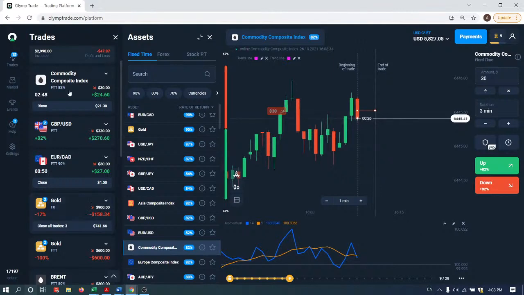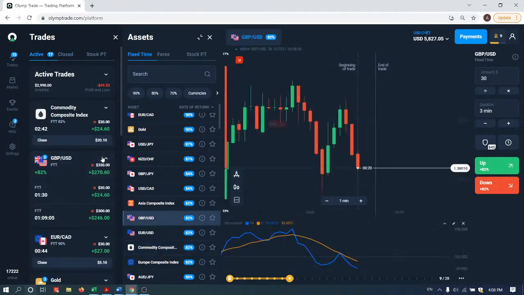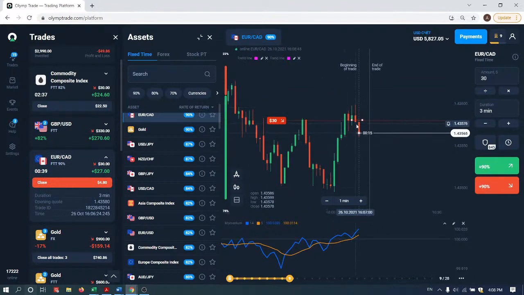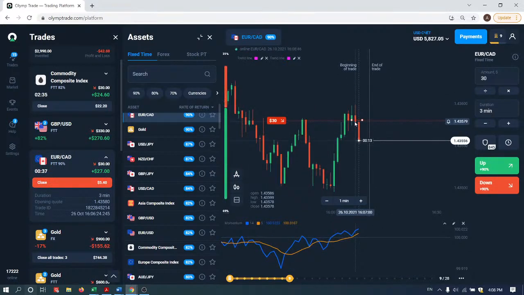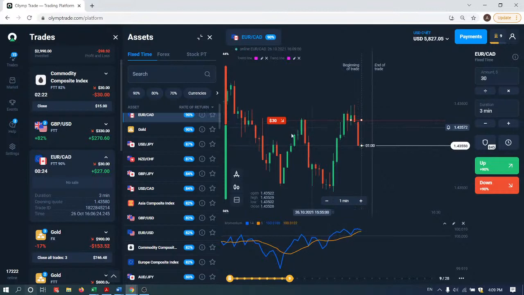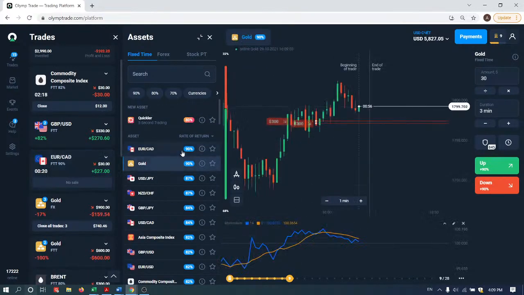I think I have a little bit too many open trades right now, so I should get a notification. So EuroCAD was my first trade, I guess. And so it should close in the money, should close with profit.